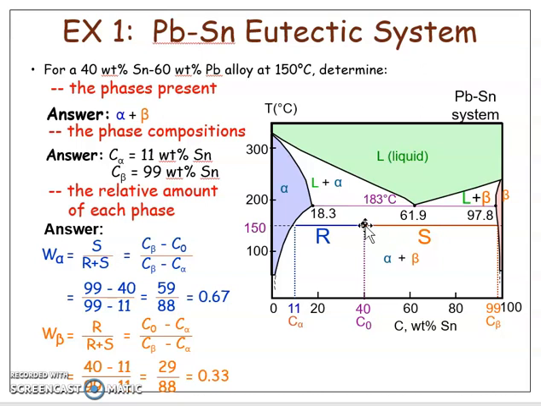So what is the phase present? The phase present here is alpha and beta, alpha plus beta. So this point is located in the alpha plus beta region. So the answer is alpha plus beta. So you got everything, like 3 marks here already.